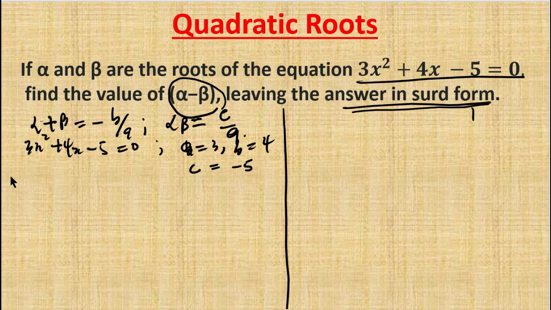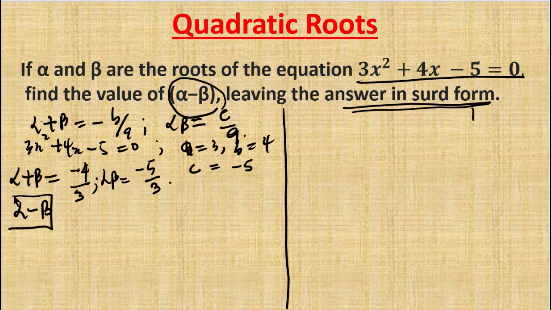Now, so that my alpha plus beta will be the same thing as minus b over a, that will be the same thing as minus 4 over 3. While my alpha beta will be the same thing as c over a, that will be minus 5 over 3. Now, having known this, what we need to find is the difference between alpha and beta. This is what my examiner wants us to find.